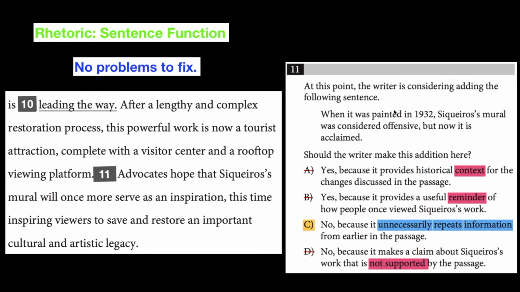This supports the entire writing. It does, and we don't need to be reminded of how people once viewed Siqueiros' work. When you're a reader, when you're writing these things, then you can assume that the reader remembers what you said at the beginning. We don't need to be reminded about that. So C is the answer.